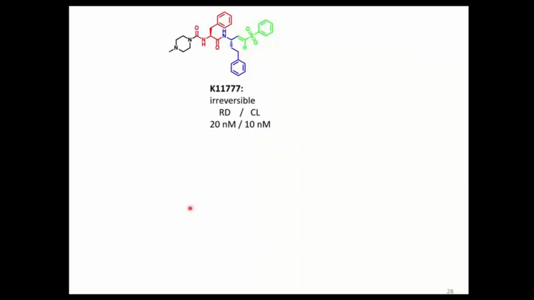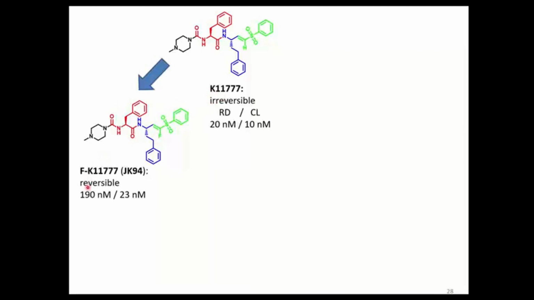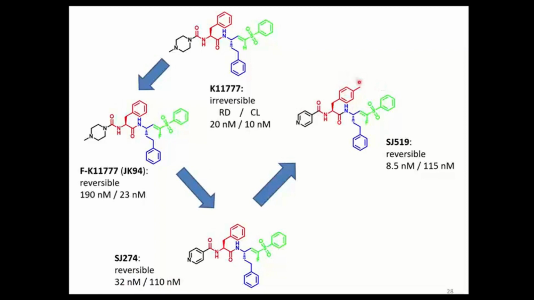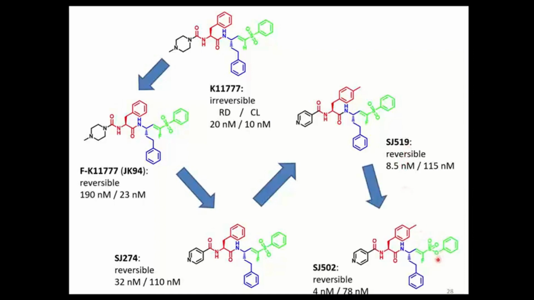So summing up the story here, starting from the irreversible and non-selective K11-777, fluorination turned out to make this compound reversible. We lost some affinity and also selectivity, but both could be regained by modifications of this position, exchanging the basic piperazine to an aromatic pyridine moiety, 32 nanomolar, around about 3-fold selectivity. Further, the methylation of the S2 residue, which improved also both potency and selectivity. And finally, the exchange of the vinyl sulfone to the sulfonate, ending up with 4 nanomolar potency and this 20-fold selectivity.